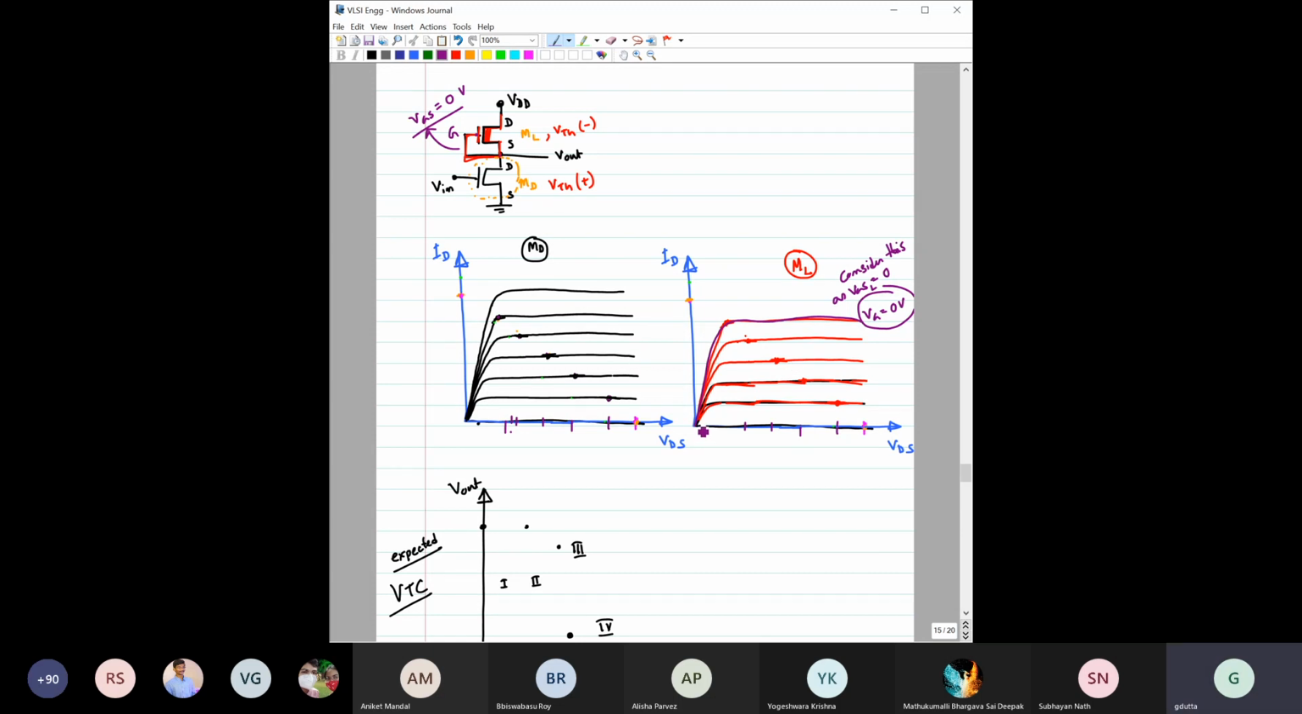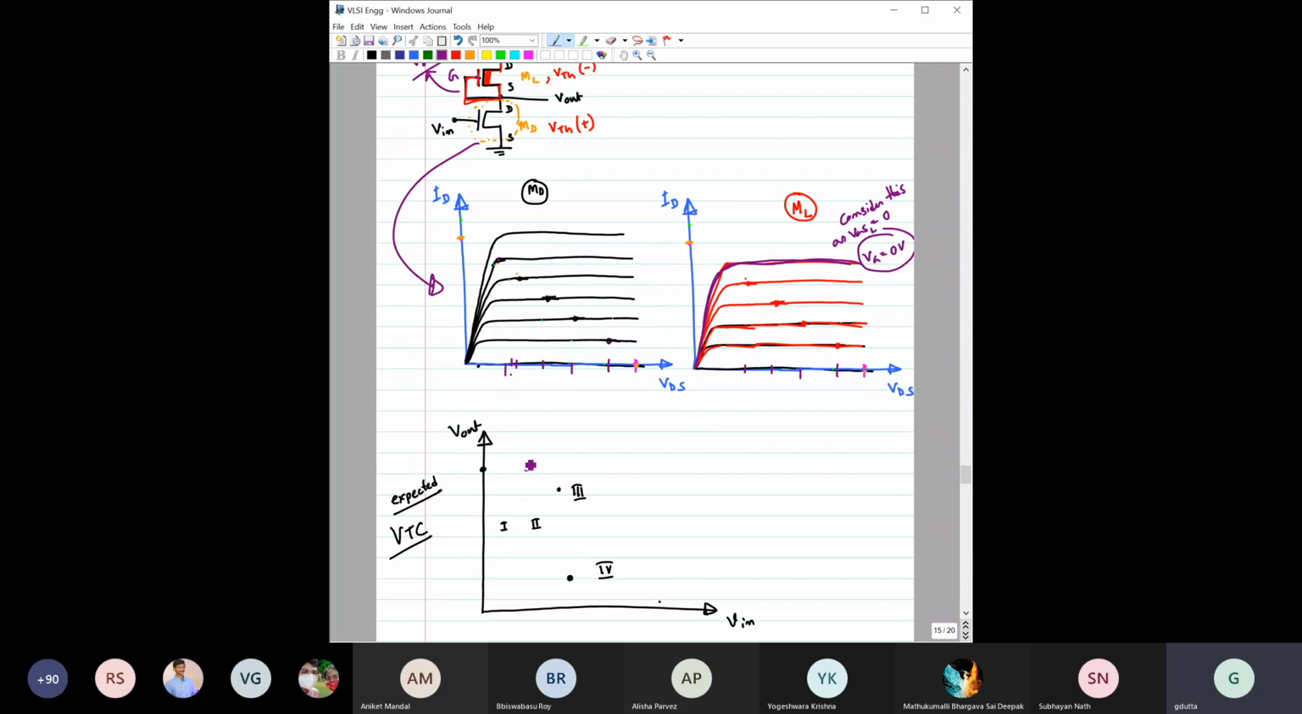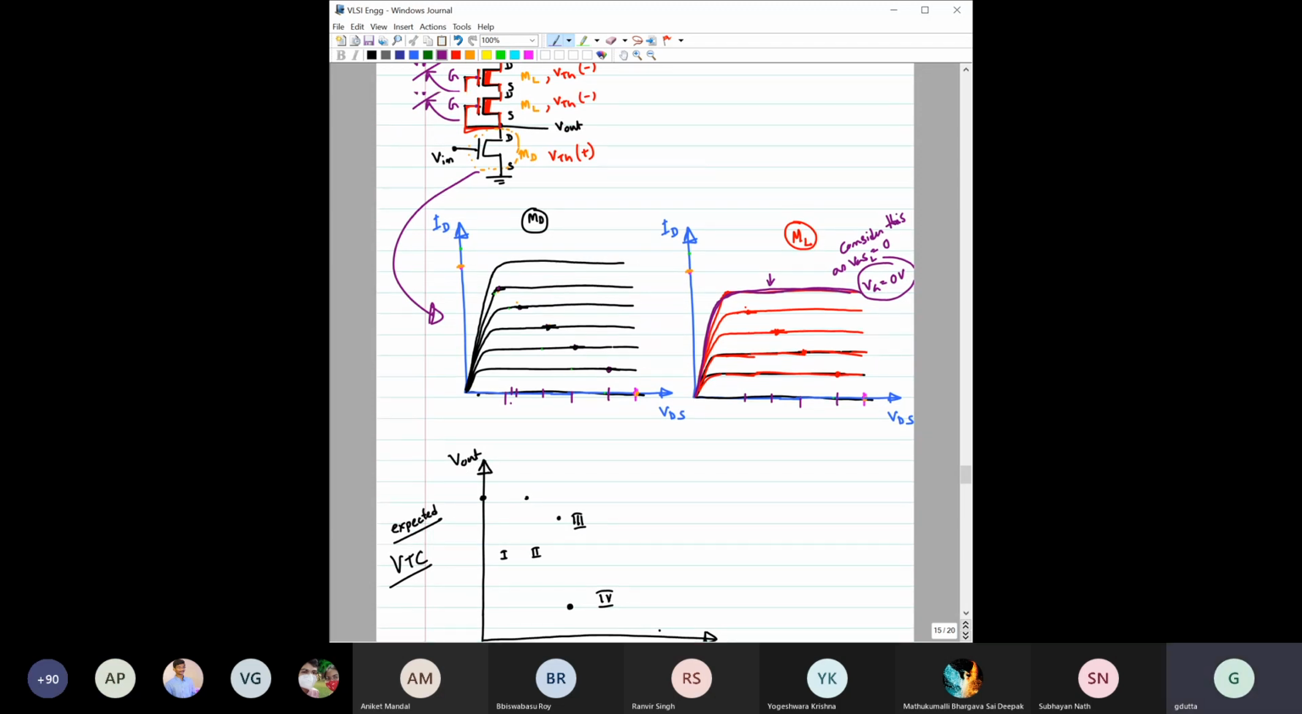Now we also have to plot these characteristics on top of these characteristics, the ID VDS characteristics, in order to get the voltage output characteristics, or the voltage transfer characteristics, VTC. So how can we take these characteristics here and plot them here? Any idea? Mirror it and shift it by VDD. Right. It's the same thing, right?